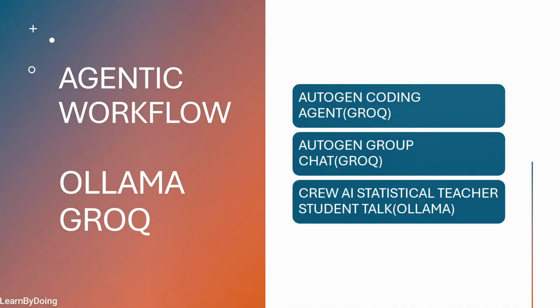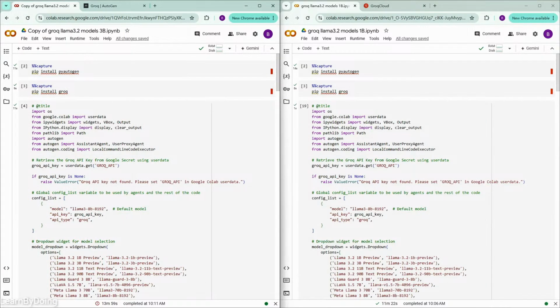And now let's go to the last topic about agentic workflow with Ollama and Groq. We are going to utilize both the AutoGen framework and the CrewAI framework to do different tasks. Now let's check the results. On the left hand side, this is the Llama 3.2 3B model hosted in Groq. And on the right hand side, I chose the Llama 3.2 1B model hosted on the Groq platform.